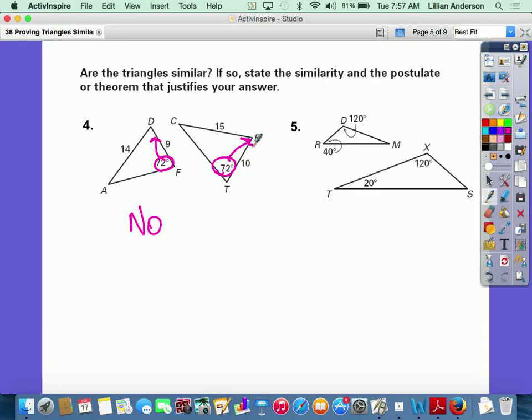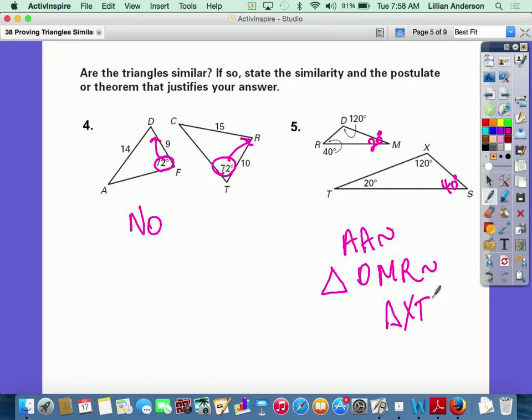Over here, this one is actually angle, because there's 180 degrees in a triangle. So that means that this last angle would have to be 20 degrees, this one would have to be 40 degrees. So yes, these are similar by angle. My similarity statement would be triangle DMR is similar to triangle XTS, because the angles would have to match up there.